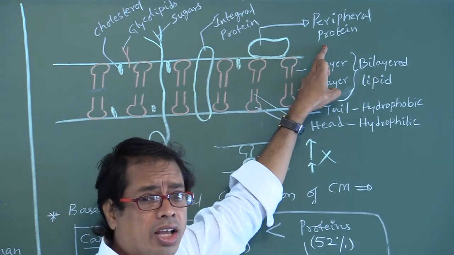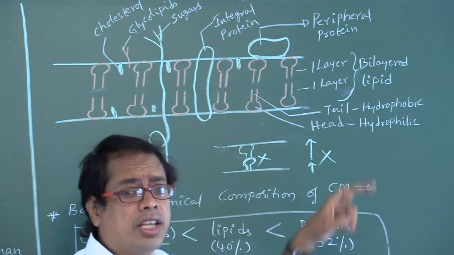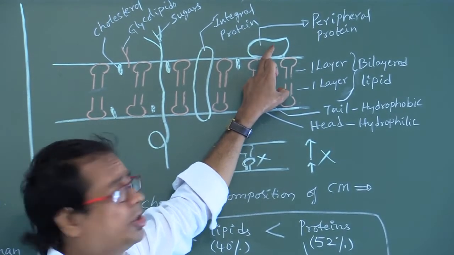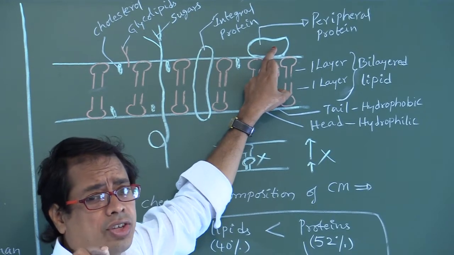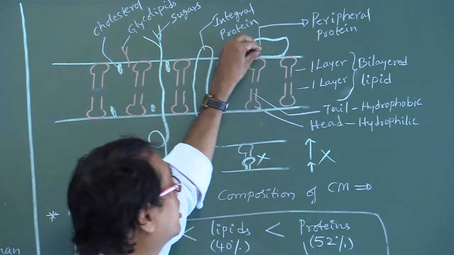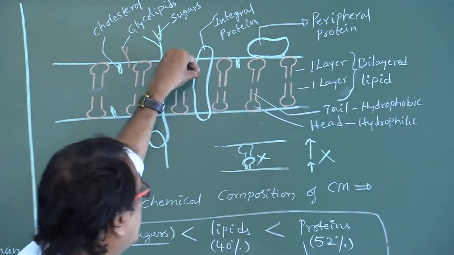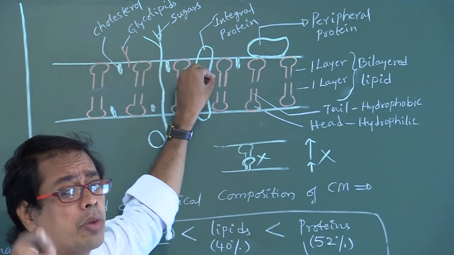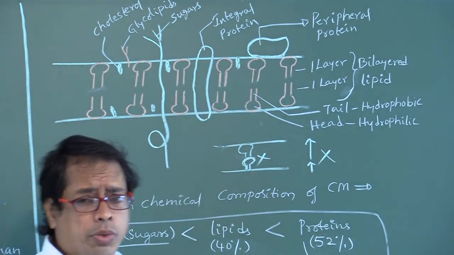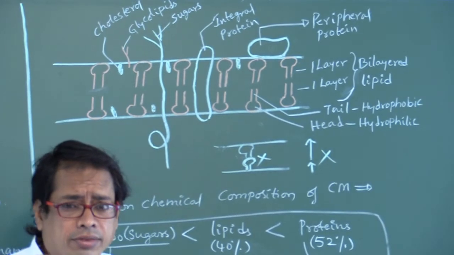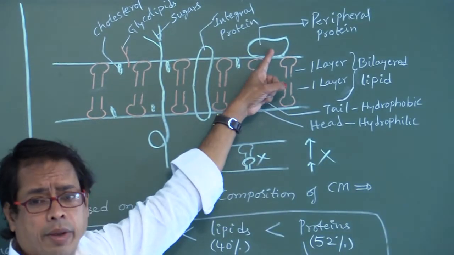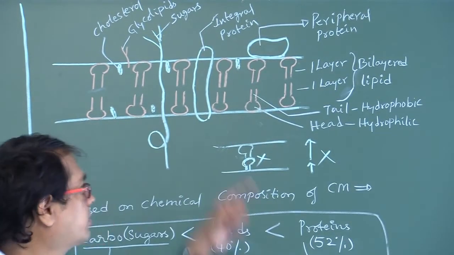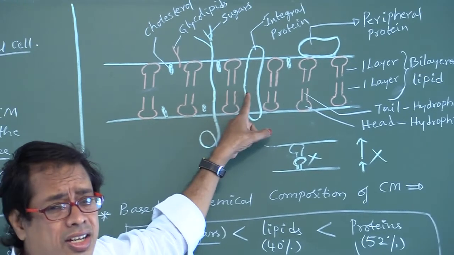Peripheral proteins are also called extrinsic proteins, which are easily separated. These are present on the surface of the cell membrane. These can be loosely attached, loosely associated, and can be easily separated. Integral proteins are tightly associated and cannot be easily separated. So which proteins are easily separated? Peripheral proteins. Why? Because these are present on the surface of the cell membrane. Those which cannot be easily separated are the integral or intrinsic proteins.